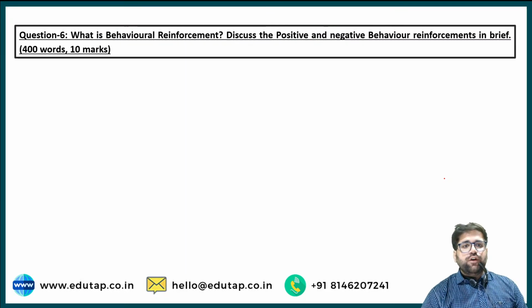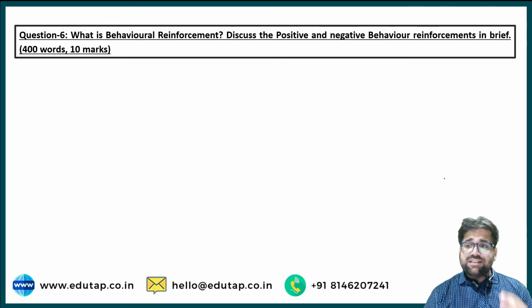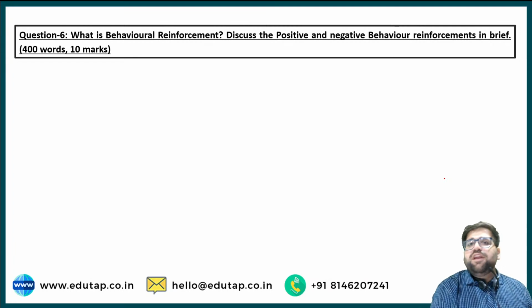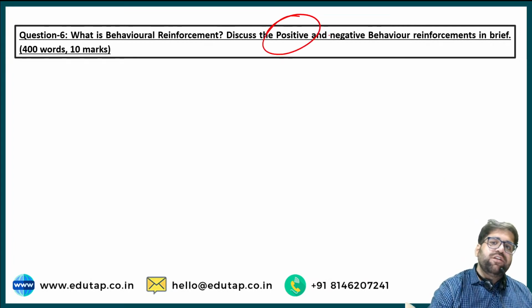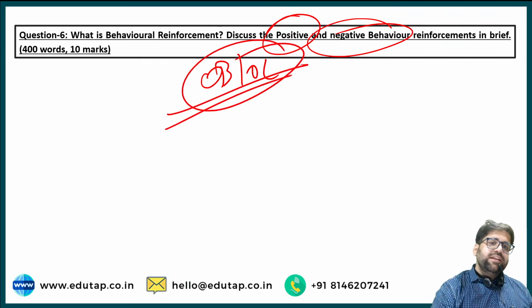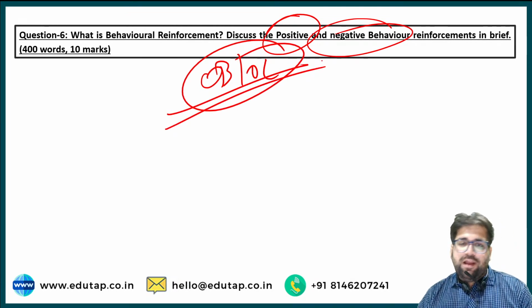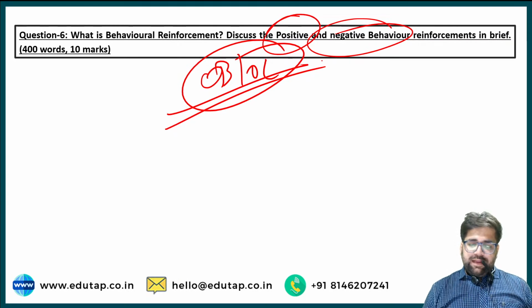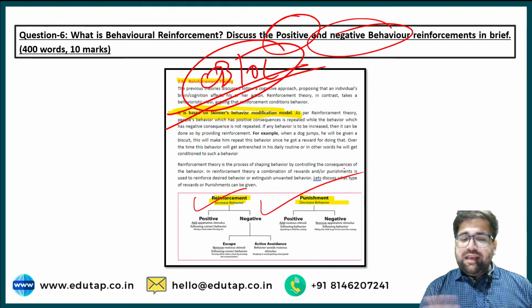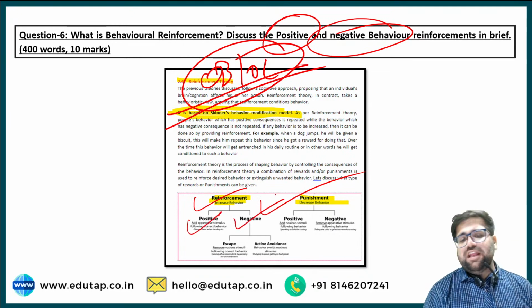Question number 6: what is behavior? Yes, this particular question I would say is comparatively tough because it will test you on different components. You will have to first define what is behavioral reinforcement, then you have to tell me what is positive, negative. But again, OB and OC, I am telling you, these two chapters are the new pillars of the RBI Grade B exam. Again, if you see the overall syllabus, we have briefly described what is reinforcement, how it can be positive, how it can be negative.